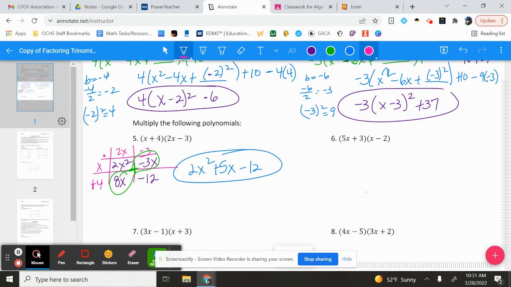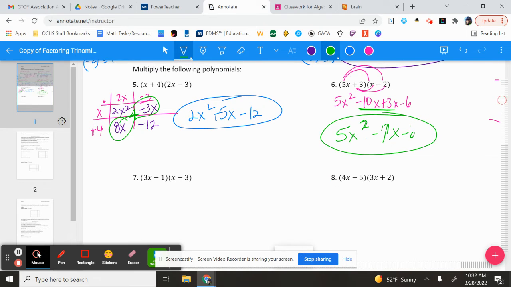If you choose to distribute these problems, it would look like this. 5x times x is 5x squared. 5x times negative 2 is negative 10x. 3 times x is 3x. And 3 times negative 2 is negative 6. Then I want to combine my like terms, which happen here. So my final answer would be 5x squared minus 7x minus 6.